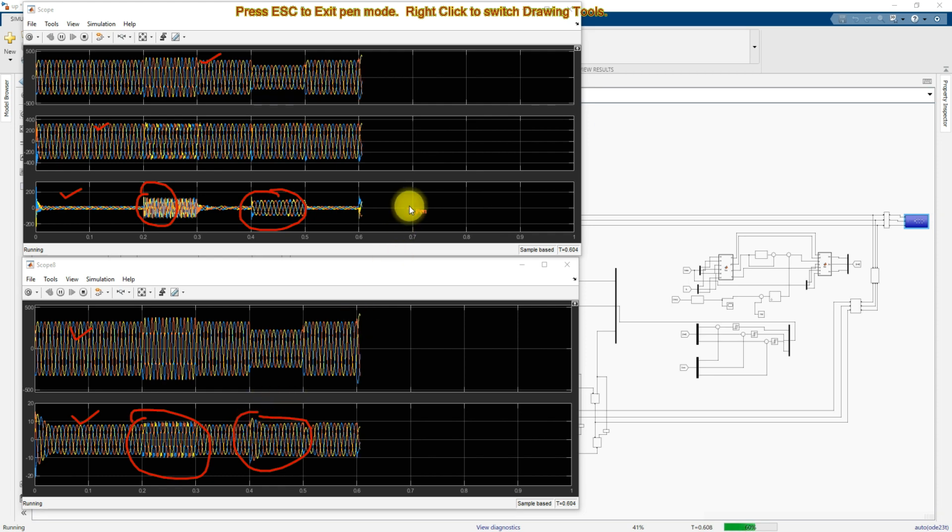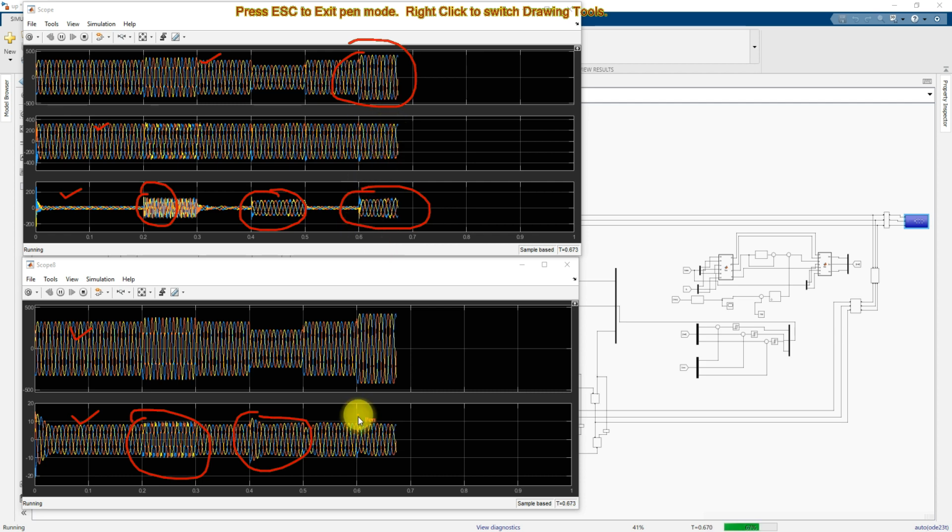voltage also. Here you can see the voltage swell occurs at 0.6 second, and the UPQC is injecting some voltage in order to maintain the load voltage constant. Here you can see that the source current also maintains its sinusoidal nature, right?